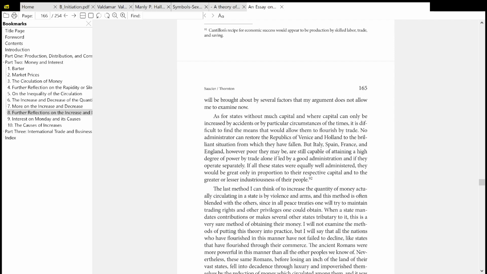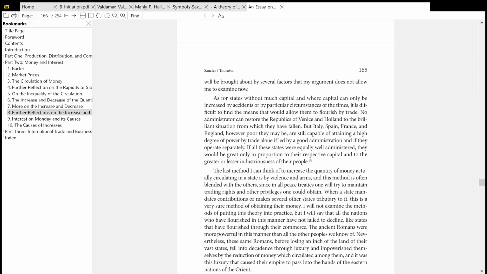Nevertheless, these same Romans, before losing an inch of their land and their vast states, fell into decadence through luxury and impoverished themselves by the reduction of money which circulated among them. And it was this luxury that caused their empire to pass into the hands of the eastern nations of the Orient.